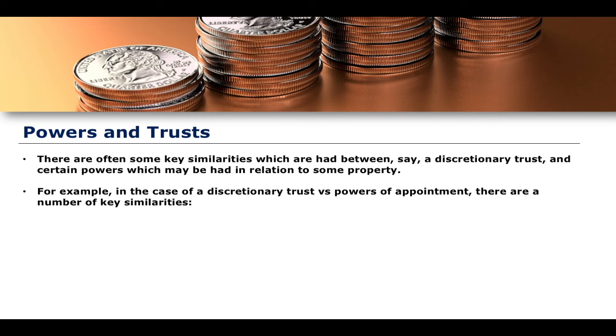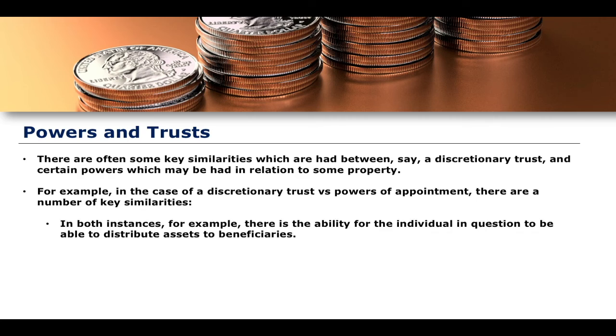So the key delineation here is between a discretionary trust and the power of appointment. And the reason why there are a number of similarities is because, for example, in both instances, there is the ability for the individual in question, i.e. the person who is in charge of the property, who takes legal title of the property, to distribute assets to beneficiaries.